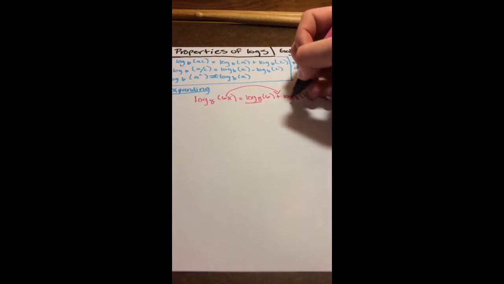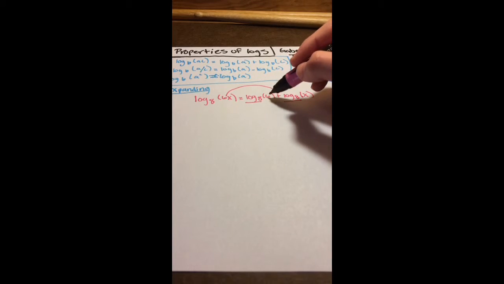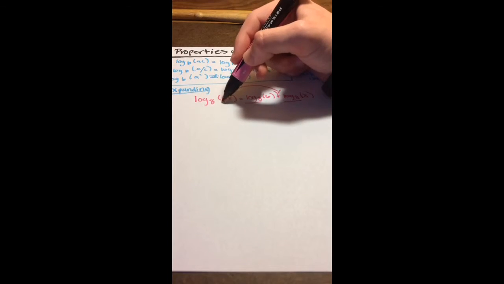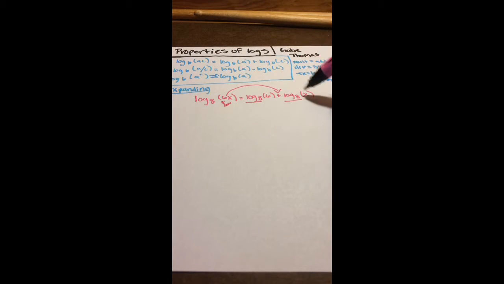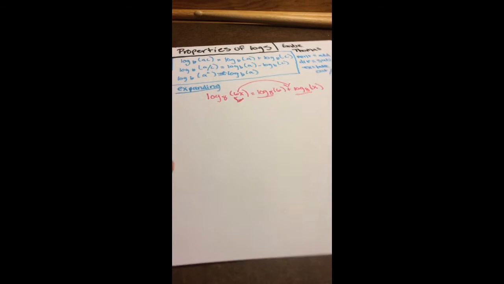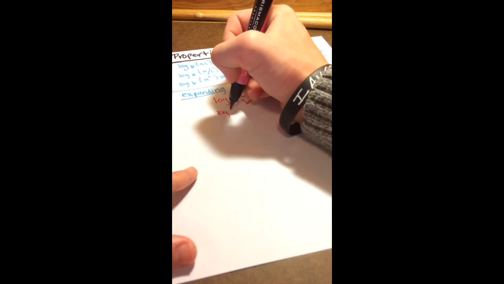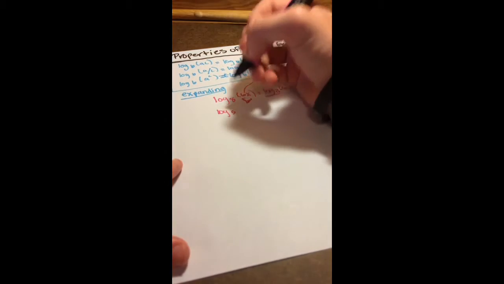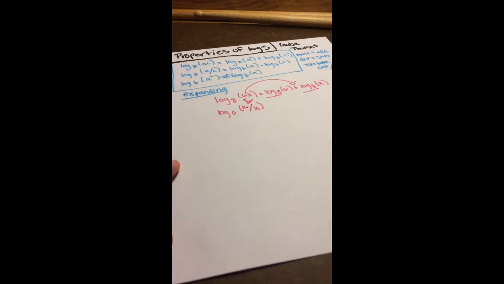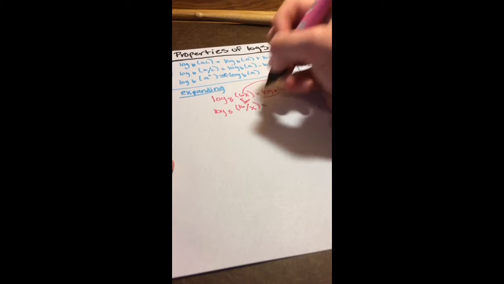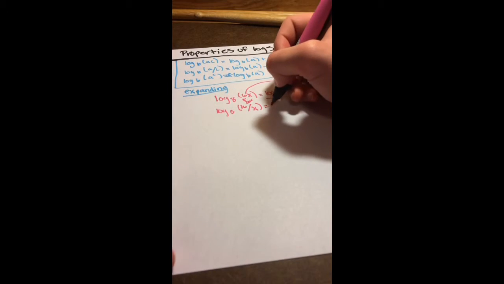As you can tell, our bases stayed the same, and all we really did was take this 6x and break it up into two parts. I'll do it with this next one: log base 5 of 16 over x. So, division. When we have this inside the logarithm, it's division, so we're going to take it out.